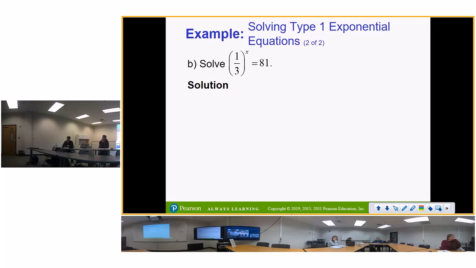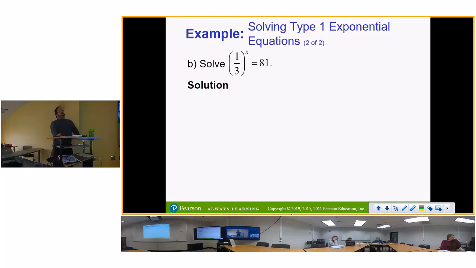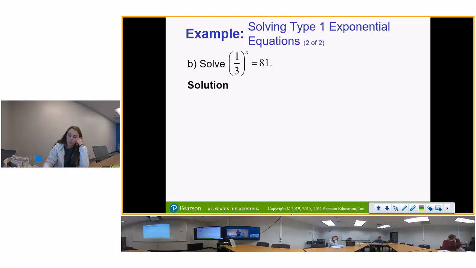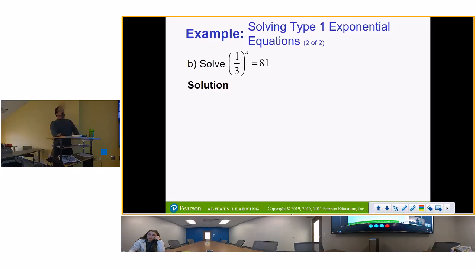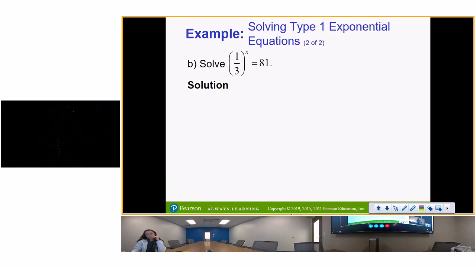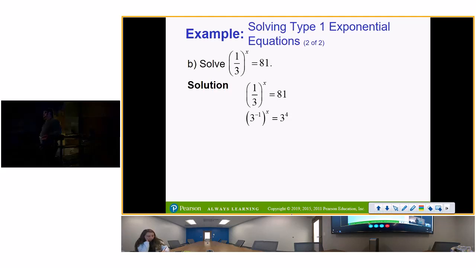All right, let's see. Actually, this is a booger, but you can do it. First of all, can you write 81 in terms of 3, and can you write 1/3 in terms of 3? Yes. You can change it to 3 to the -1. Hold on. There we go. Now finish that one. You should be able to finish it.